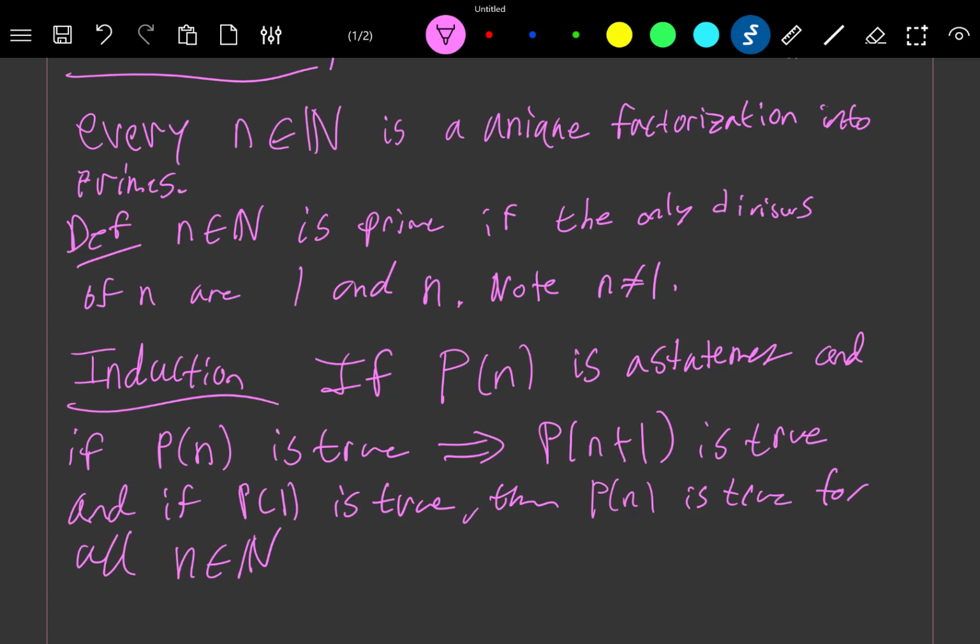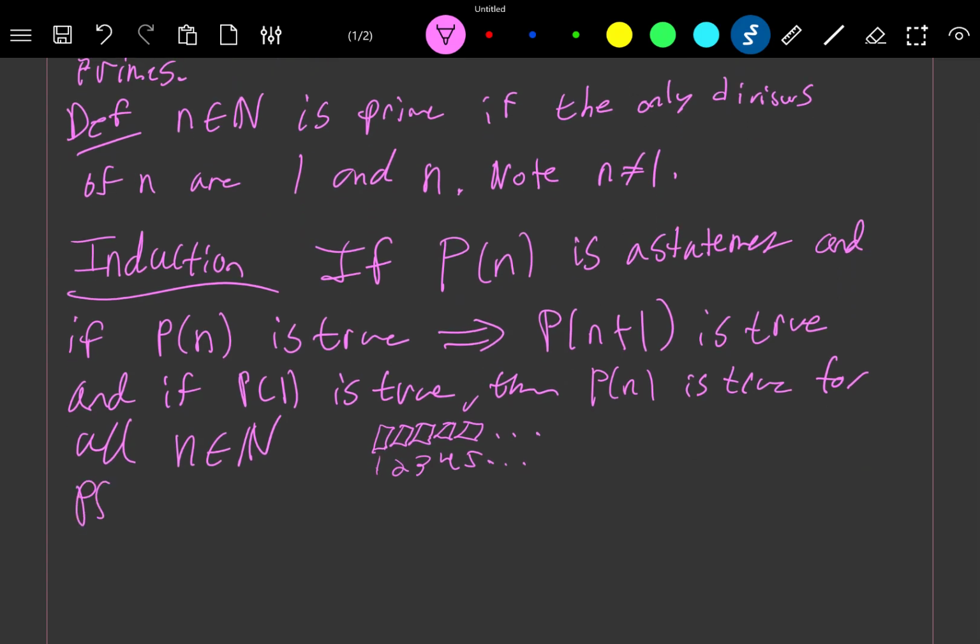So the classical way to think about this is, I like to think about dominoes. If you have a bunch of dominoes, if you knock one over, you'll knock the rest over. Because if P1 is true, then this implies that P2 is true. If P2 is true, that implies P3 is true, and so on. So we can actually prove this, and we'll do this using the well-ordering principle.